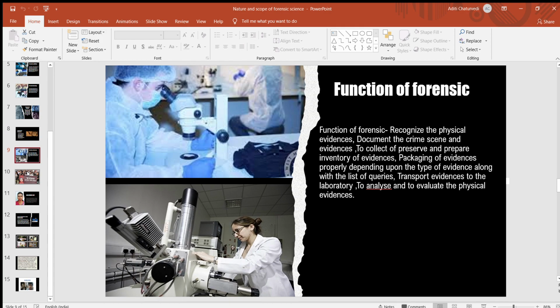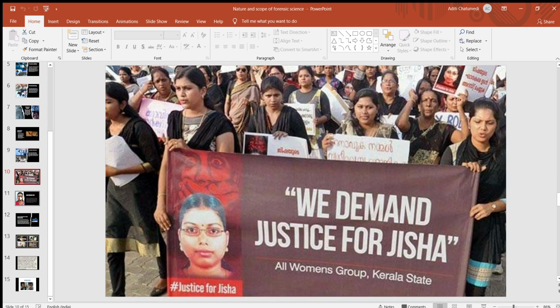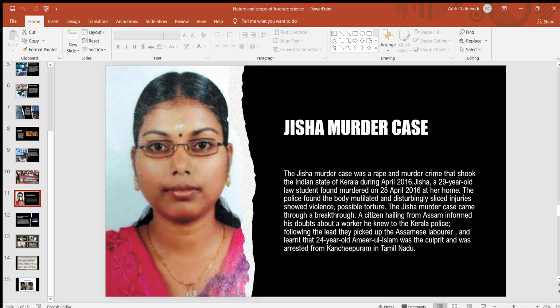I have prepared a case study on the Jisha murder case. The Jisha murder case was a rape and murder crime that shook the Indian state of Kerala during April 2016. Jisha, a 29-year-old law student, was found murdered on 28 April 2016 at her home near a canal in Perumbavoor in Ernakulam. She was found dead at her house on 28 April at 8:30 p.m. by her mother Rajeshwari. She was living with her mother, who works as a casual laborer.